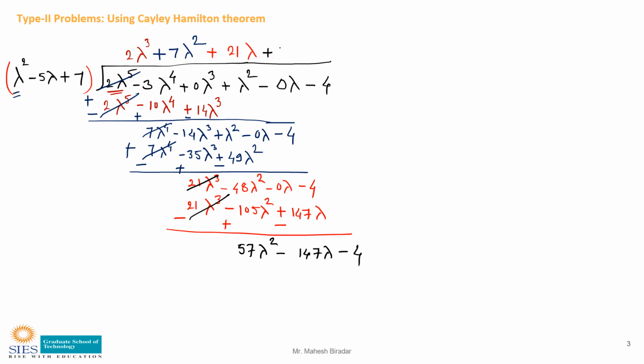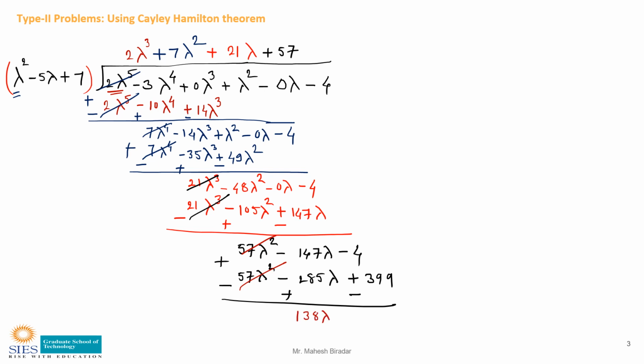In the quotient part, you have to take 57 now. So 57 lambda square minus 57 into 5 is 285 lambda, and plus this is 399. Again, you need to change the sign here, and the first term is cancelled after adding. So 285 minus 147, which is 138 lambda minus 403.